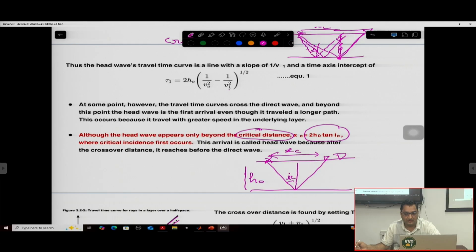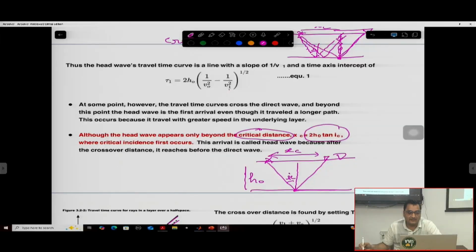Do you agree? At iC, the critical distance, we get the head wave. This is the first distance where the head wave starts to appear. After this point, the head wave will start to appear along the interface, and it will travel with the velocity of the second layer, that is V1. Okay, so we will consider that it is the reflection, and here along the iC angle this is happening.